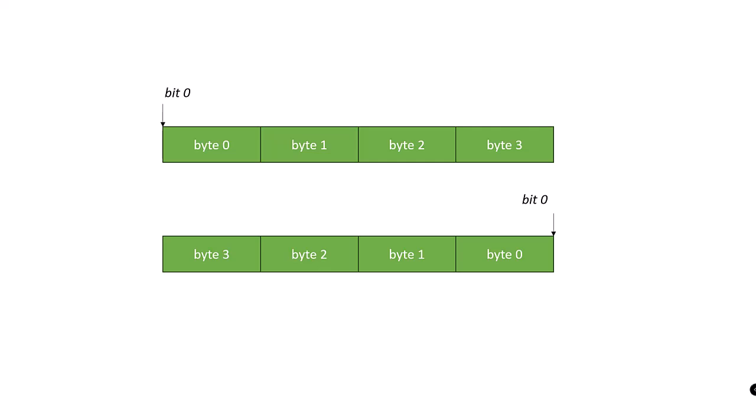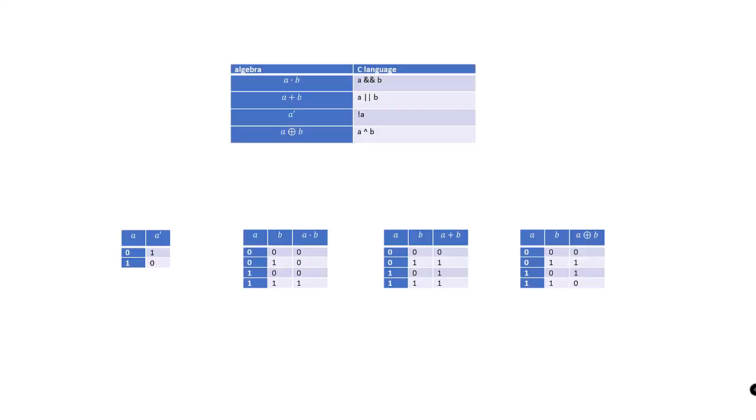So long as we're consistent, it doesn't matter whether we use little endian or big endian. But when we transfer data from one computer to another, we need to make sure that either they both use the same representation or that we adjust accordingly.